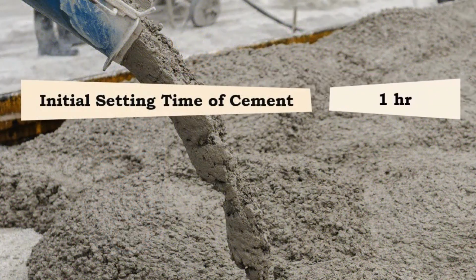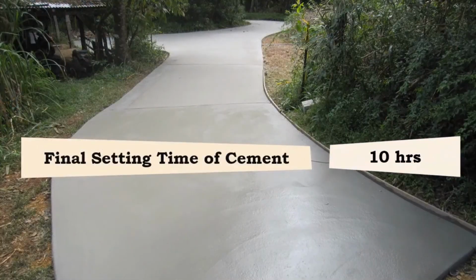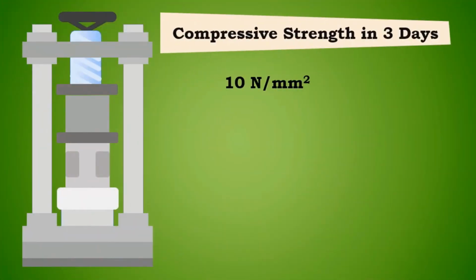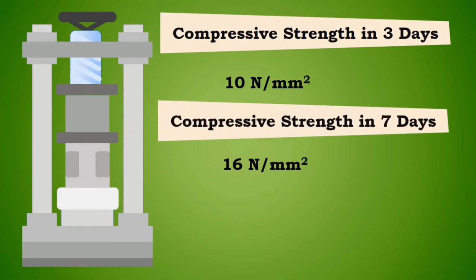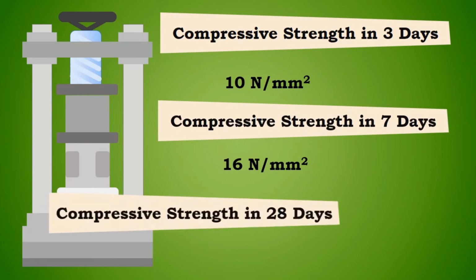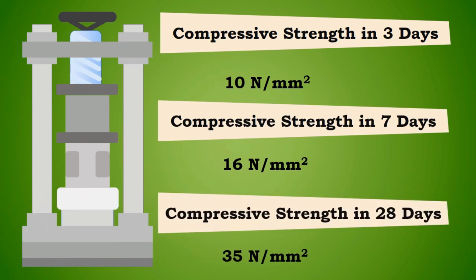The initial setting time of the cement is 1 hour. The final setting time of this cement is 10 hours. The compressive strength of this cement after 3 days is 10 Newton per millimeter square, after 7 days is 16 Newton per millimeter square, and after 28 days is 35 Newton per millimeter square.